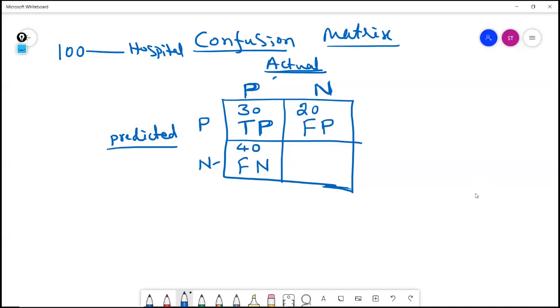Again, there is a prediction. Again, he says there are 10 people negative. But when I compared with the actual data, they are really negative. So it means that prediction and actual are the same. Whatever he predicted is true. So it is going to be a true negative.